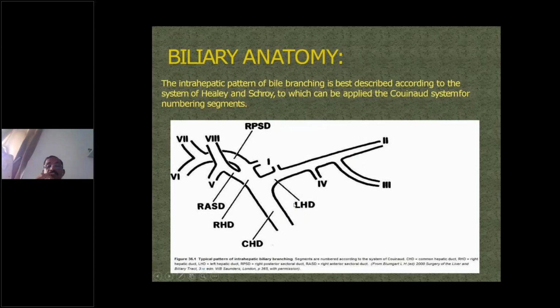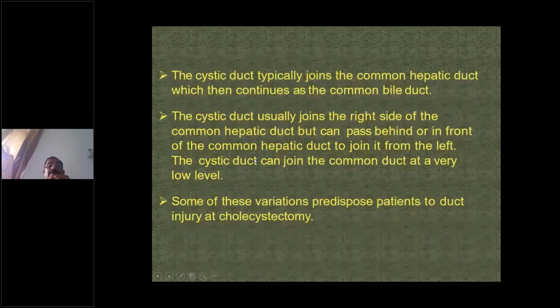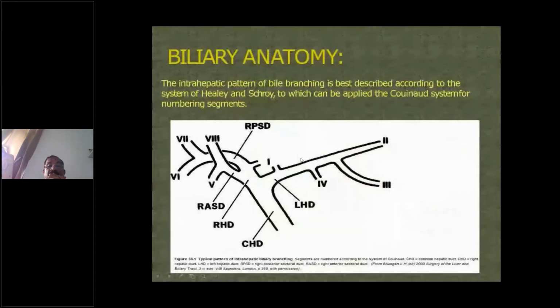There are a lot of variations in the biliary anatomy. We are not going to discuss them, but most commonly they are more common on the right side. There are anomalous right posterior and anterior sectoral ducts, which can drain into the left side or directly into the common hepatic duct. Their main importance is that they predispose the patient to biliary injury at the time of cholecystectomy. And the level at which the cystic duct joins the common hepatic duct is also variable. Sometimes it can be a very low insertion, and this again can be a predisposing factor for biliary injury at the time of cholecystectomy.